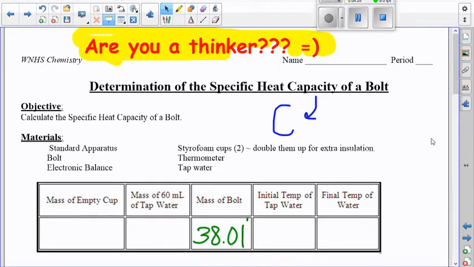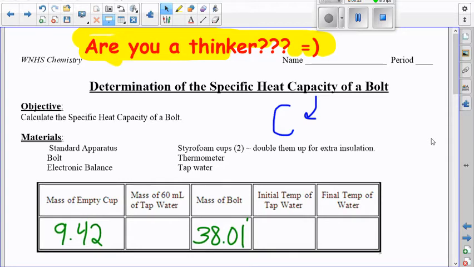So mass of the empty cup right now, 9.42. It's 2 cups because it makes it an even better insulator so we don't lose heat. Yep. And now I need to get about 60 milliliters of water.